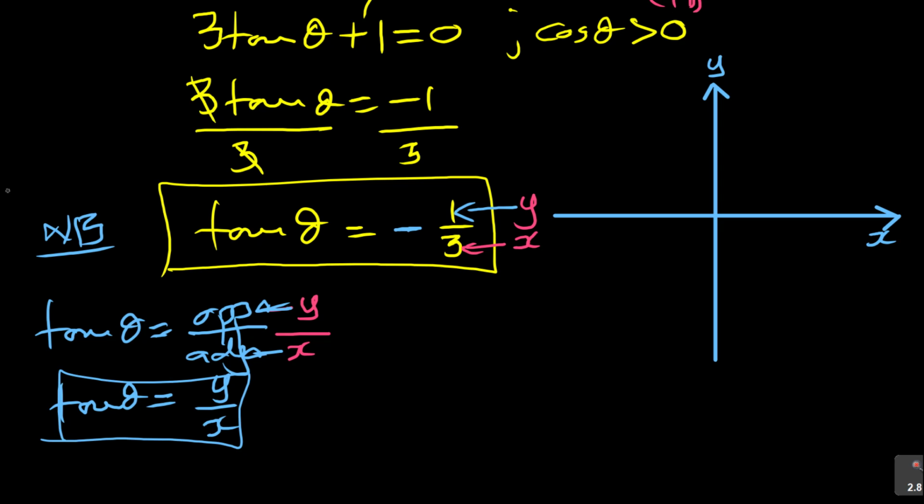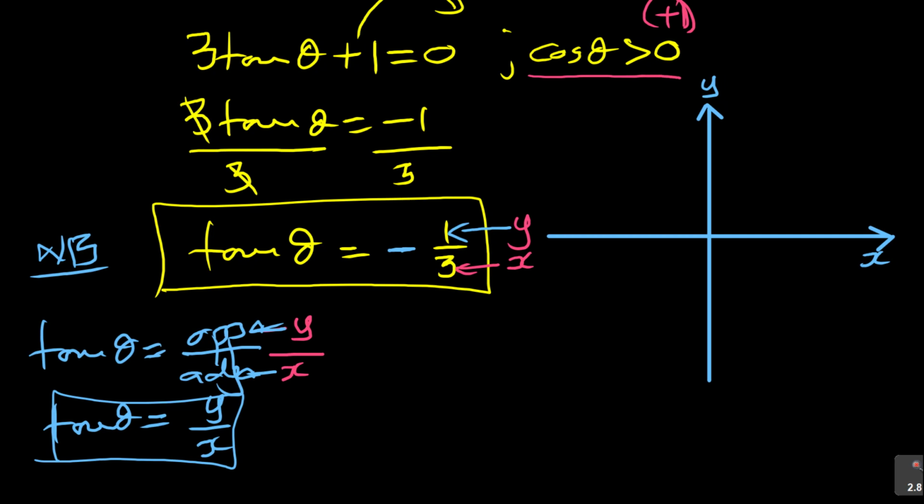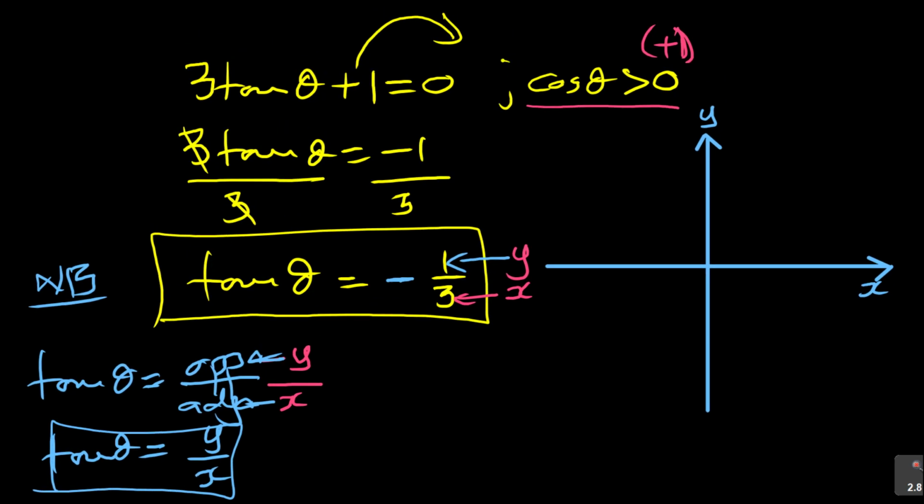Now, they told us the hint. Cos will always be positive. I just said greater than 0, meaning cos will always be positive. And where is cos positive? You come to your CAST diagram. All Students Take Chemistry. Cos is positive either in the first quadrant or in the fourth quadrant.